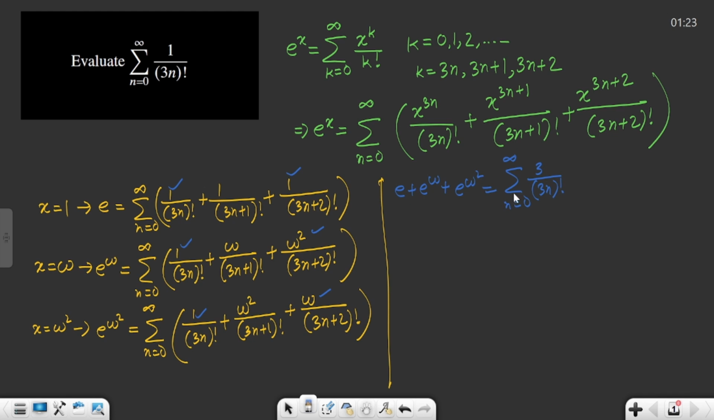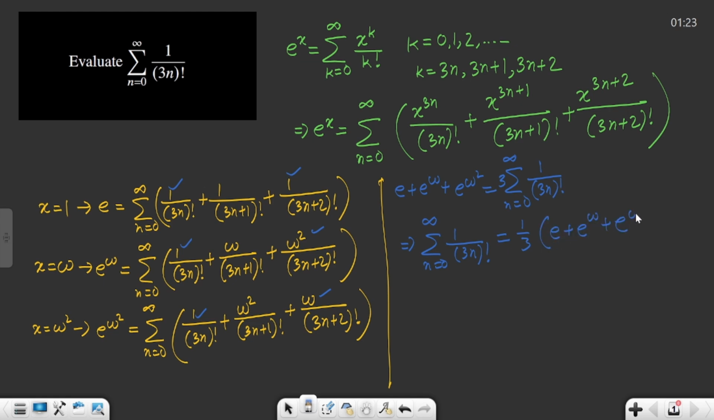Okay. So 3 is the constant, so we can move it outside of the summation sign clearly. Okay. So we will get summation n equal to 0 to infinity 1 by 3n whole factorial. This is equal to 1 by 3 into e plus e to the power omega plus e to the power omega square. Okay. So we evaluated the value of this summation.